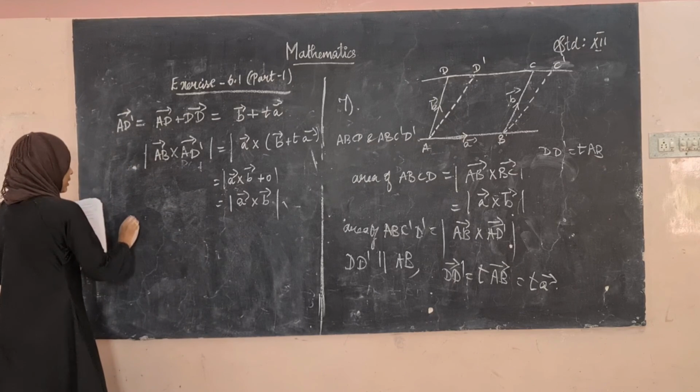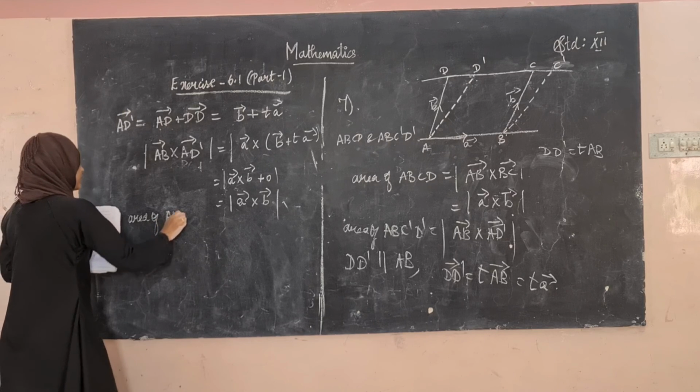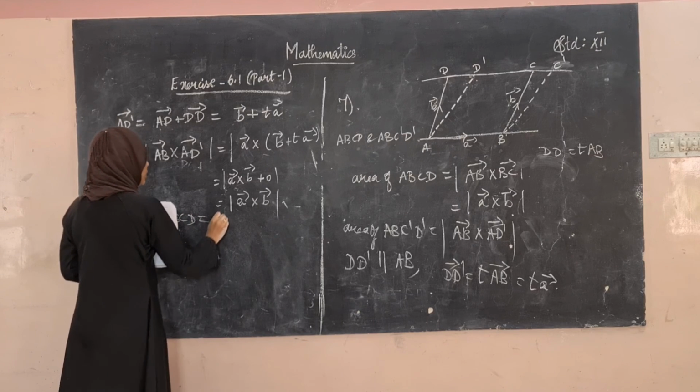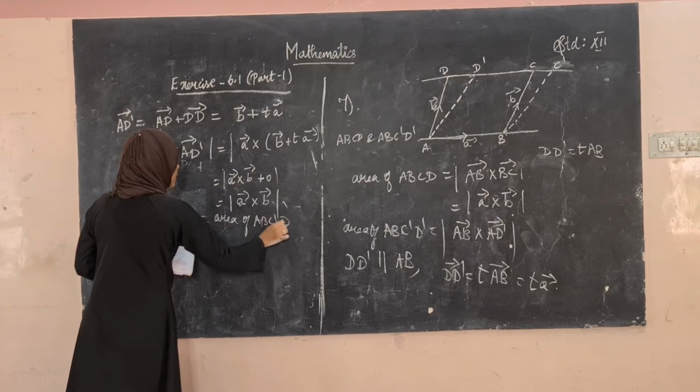Therefore, we can say that the area of parallelogram ABCD is equal to the area of parallelogram ABC dash D dash.